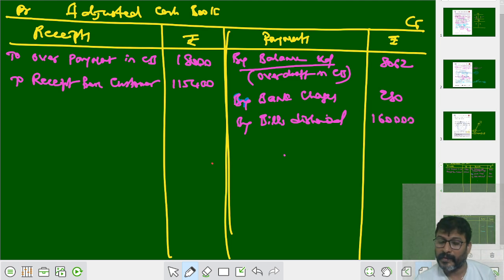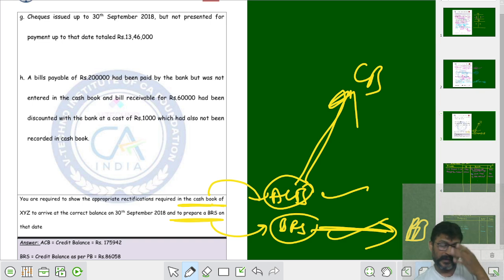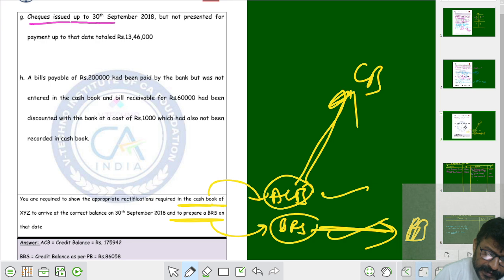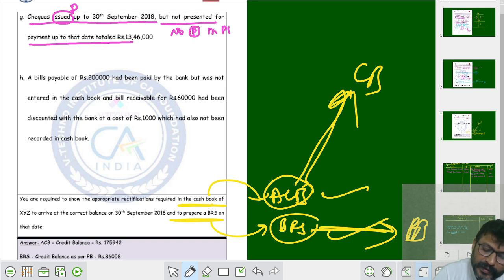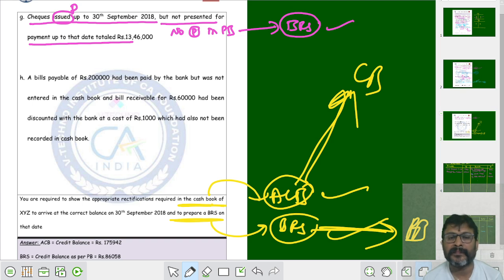Fine. See the next concept, my dear kids. Checks issued up to 30th September 2018. Issue means payment, but not presented to the bank for payment. Total 13,46,000. Not presented means what? No payment in passbook. When no payment in passbook, it comes where? It comes in BRS.